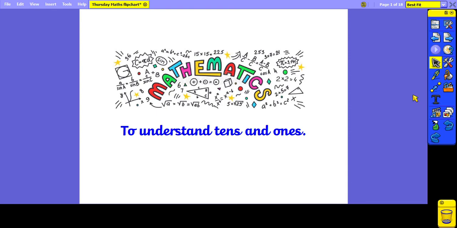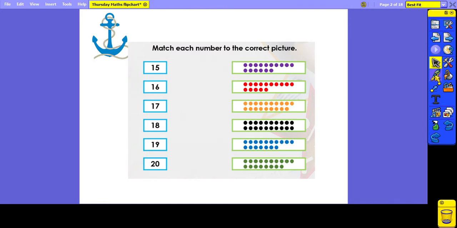Good morning, Year 1. For today's maths lesson, you are learning to understand tens and ones. For our anchor, I would like you to match each number here to the correct picture on the other side. So pause the video now and have a go.